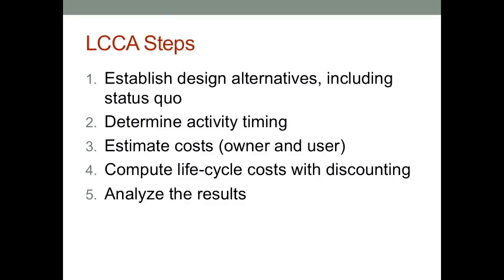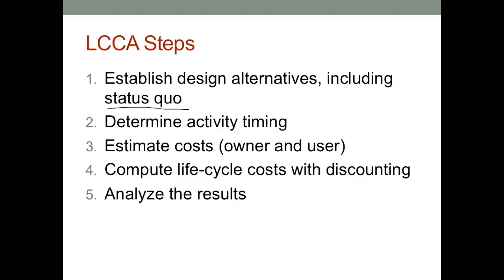So the steps of an LCCA are, first of all, to establish design alternatives, including the status quo. The status quo is a term that I'll use often. This is what we are currently doing. So LCCA is usually completed when there are 2 or more options. Sometimes one of the options is just sticking with what is currently happening, our status quo. The second step is to determine the activity timing. So we need to think about what is going to occur during the lifetime of our options or our product. What things or activities could require costs over the lifetime?